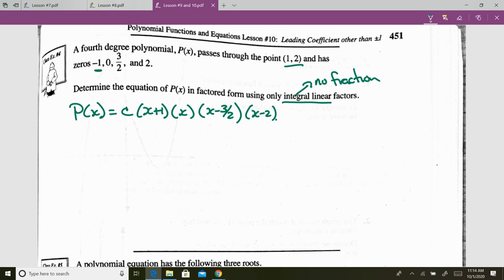Now, when they say only integral linear factors, no fractions, they don't want this. So fix it right away. There's two ways to do this. You can fix it right away or you can fix it at the end. If you fix it right away, you don't deal with fractions. If you fix it at the end, you got to deal with fractions. So what do you want to do? How do I rewrite this so that I get the same x-intercept? 2x minus 3, right? So that's all you do. You just rewrite that as 2x minus 3.